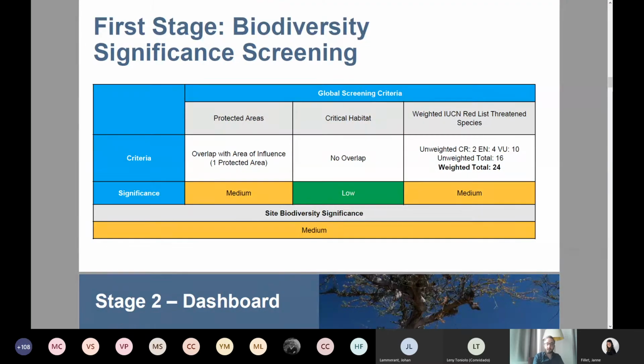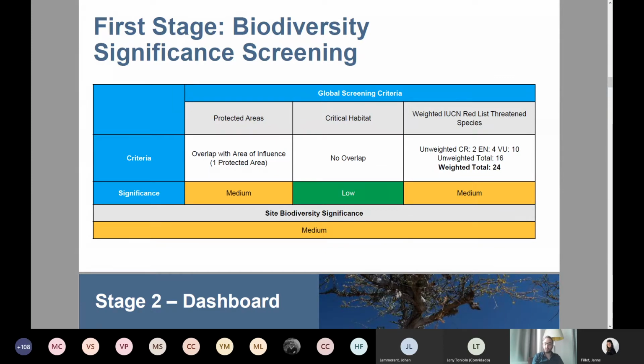So here are the results for the first stage screening. We identified that for this particular site, the significance in terms of protected areas was medium, as there was one protected area that was overlapping with this 50-kilometer area of influence. With regards to critical habitat, significance was low, as there was no critical habitat either overlapping with the physical footprint or with the 50-kilometer area of influence. And for threatened species, significance was medium, as we identified 2 critically endangered, 4 endangered, and 10 vulnerable species within the area of influence.